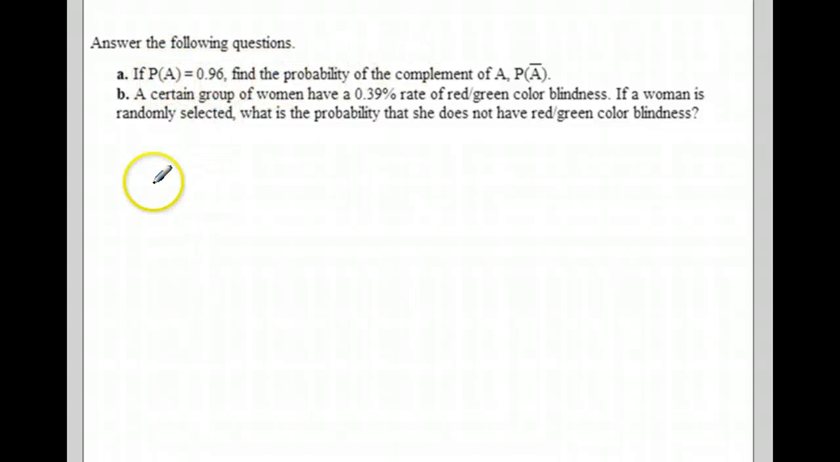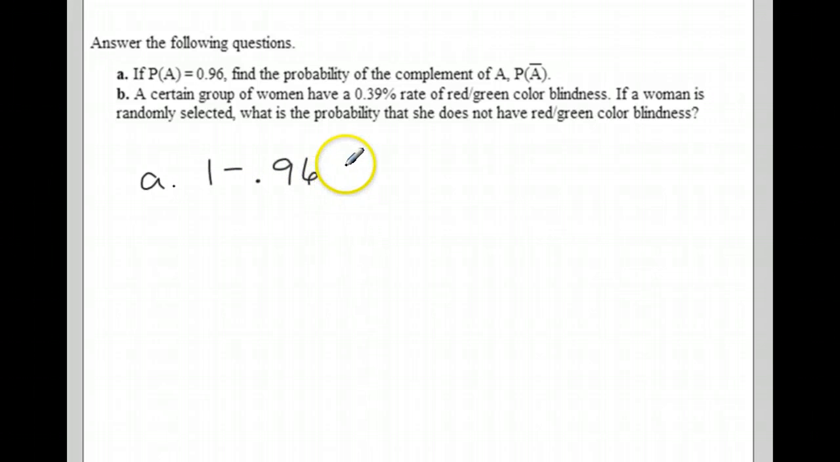If we're told an event has a probability of 0.96, to find the probability of the complement, remember the complement rule is to subtract from 1. So it's basically saying that one of these two things has to happen: either this thing that has a 0.96 probability of happening, or the complement, which would be 0.04, the thing that when you combine it with the other one you get a certainty of 1. So 1 minus the probability of A is the probability of A complement.